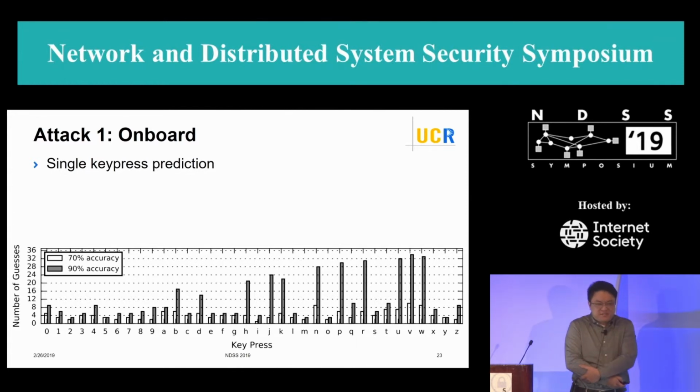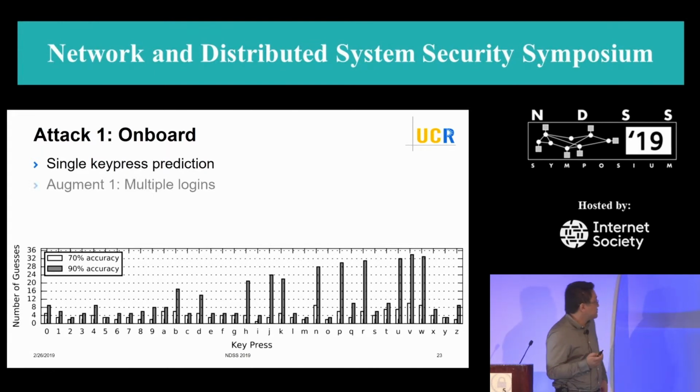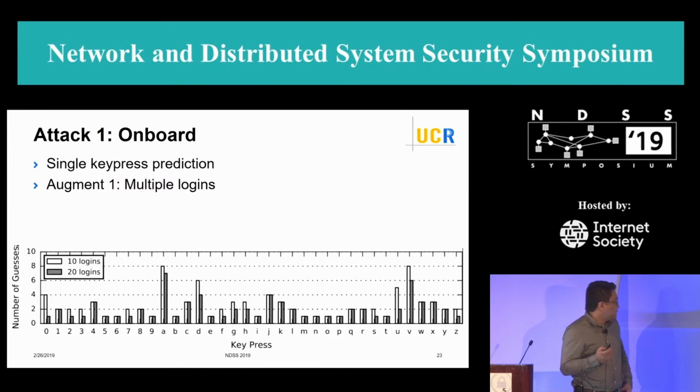Now, passwords are not often changed, so it's safe to assume the attacker can potentially capture multiple login attempts to improve accuracy. So with 10 logins, we can see a lot of characters can already be predicted with 90% accuracy in the first try. And with 20 login attempts captured, even better. Eventually, you want to crack the password.